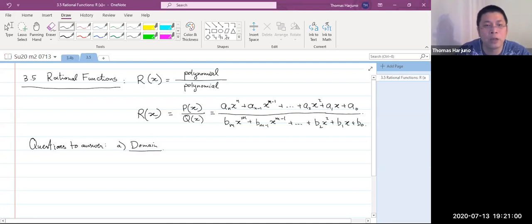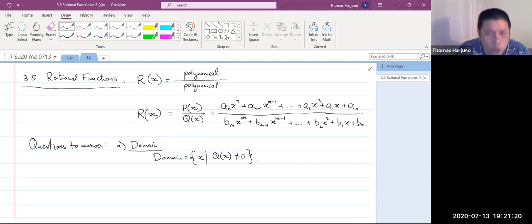To find the domain of a rational function, the domain is all the x where Qx is not equal to 0. Basically, the domain of a rational function is all the x which is not a zero of the denominator, because it will make it undefined.